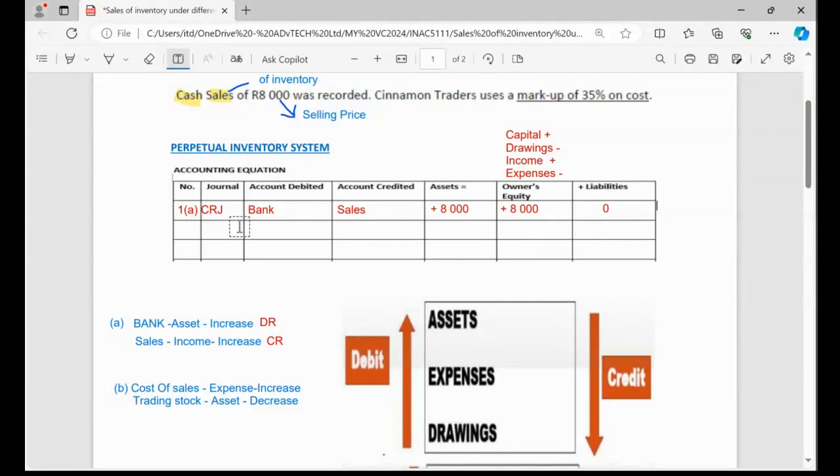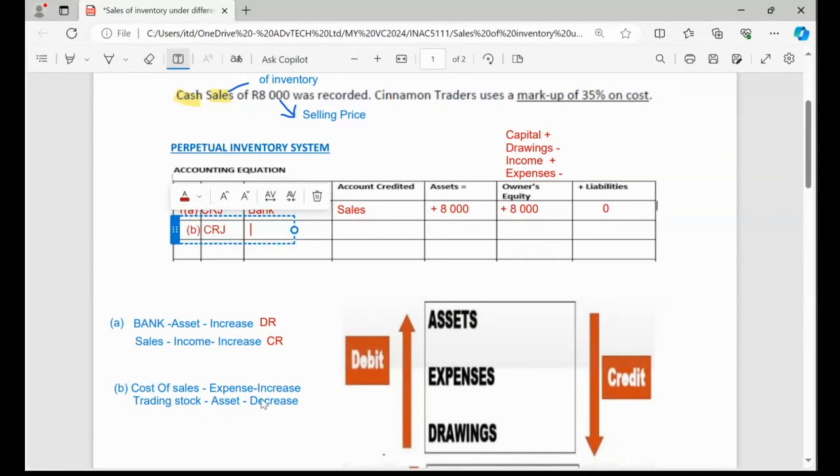Okay? Now, let's check the B part. So the B part here, we just have to put the accounts first. I'm going to put them as B. And then, obviously, it will also go to CRJ. So the account, don't worry about the journals. The journals, we still have to talk about them. And then the account debited.